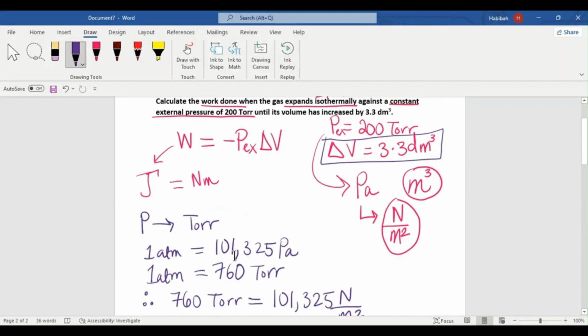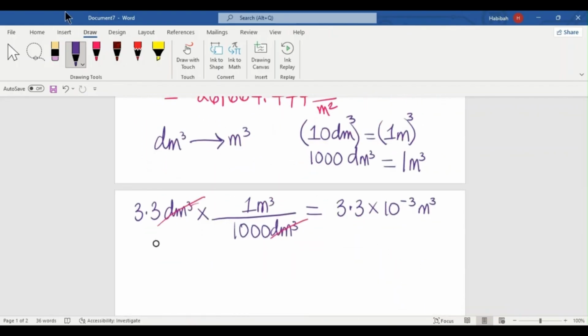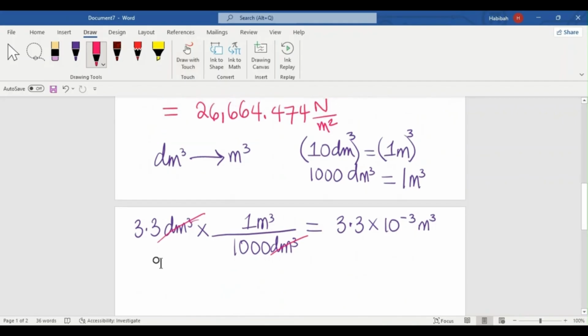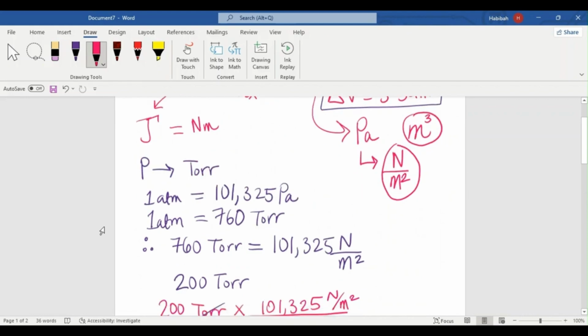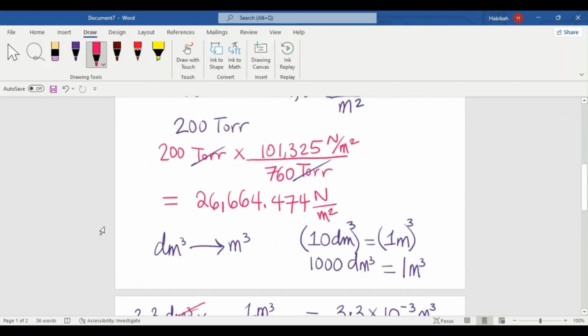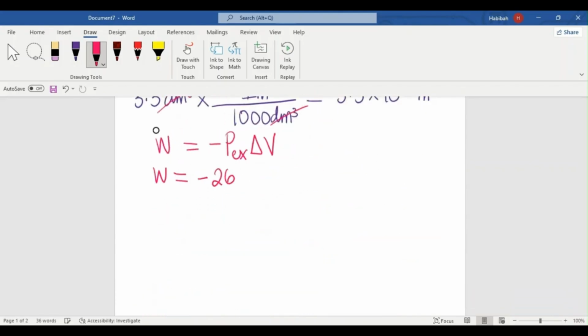But that's not the answer to our actual question, because we're actually supposed to be solving for work done. So now we have all the units in the proper parameters. We're just going to rewrite the information: work done equals negative P external times change in V. So work done is going to be negative P external, which is the same thing as negative 26,664.474 Newton per meter squared.